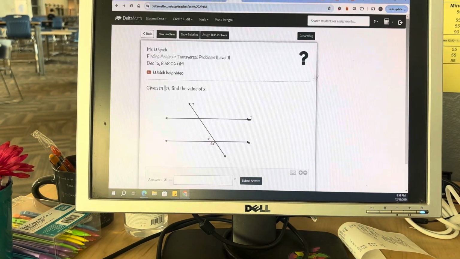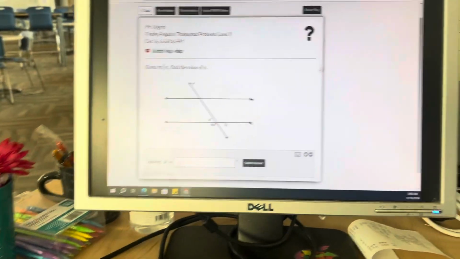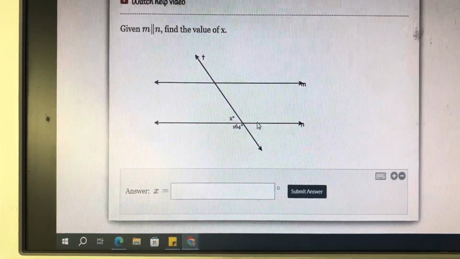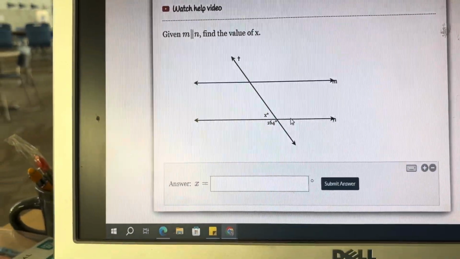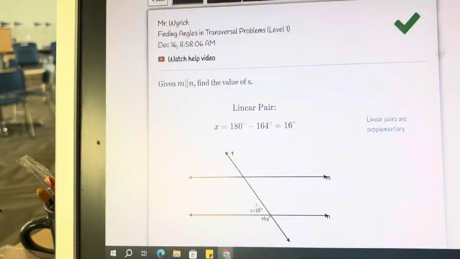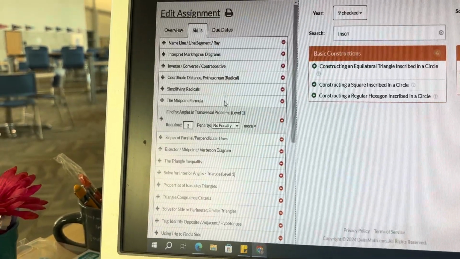Finding angles in a transversal. Basically on this one, if they look the same, they are the same. If they don't look the same, they're going to be supplementary. They're going to add up to 180. So 180 minus 164 should be 16. And this is not really drawn to scale. But that's just how that one's going to go.